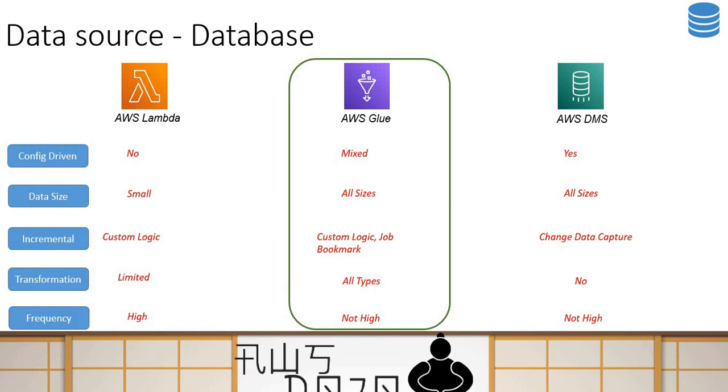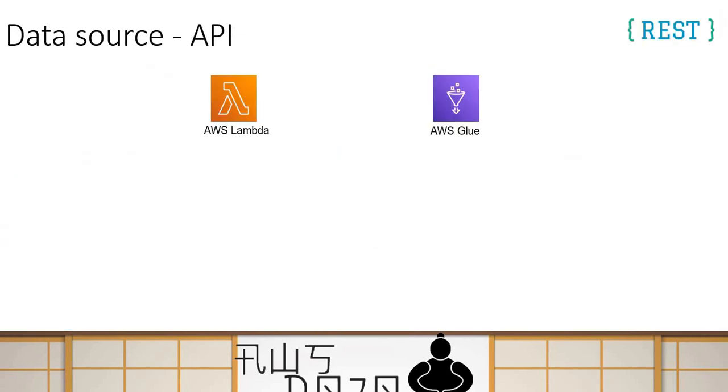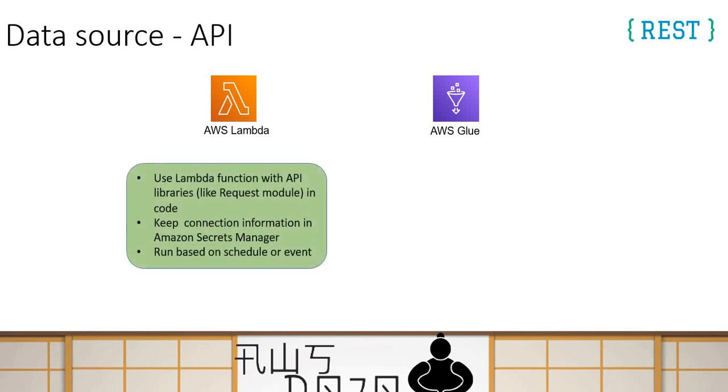So let's take another example. For instance, API. When you're talking about API, you roughly have two choices: you can use an AWS Lambda function or you can use an AWS Glue job. In the case of an AWS Lambda function, you can use an API library. If you are using Python, you can use a module like requests to write code to talk to the API and fetch the data.